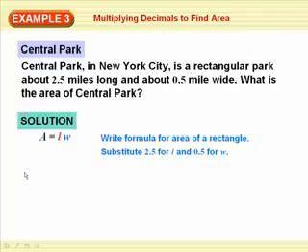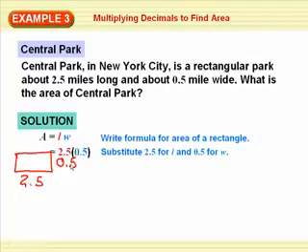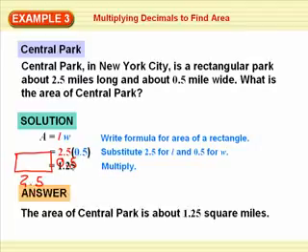And I would probably even draw myself a little picture of this park. 2.5 for this one and 0.5 for this one. So then when it comes time to solve it, you're going to be multiplying the length and the width. And 25 times 5 is 125 if you just do it in your head, and then it's 2 decimal places. So 1.25, and notice they put a label on it. Anytime you have area, it is square. In this case, it happened to be square miles, or you could have written it this way, miles squared.